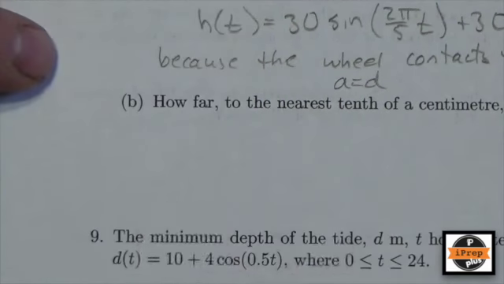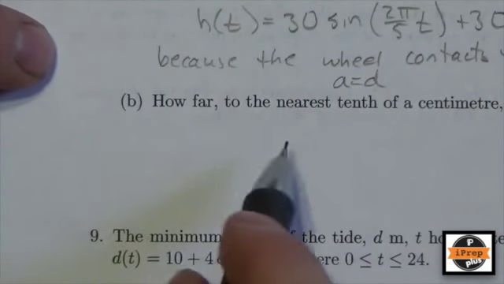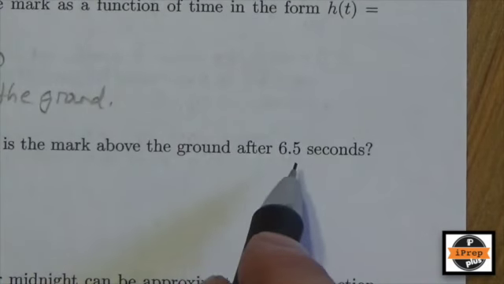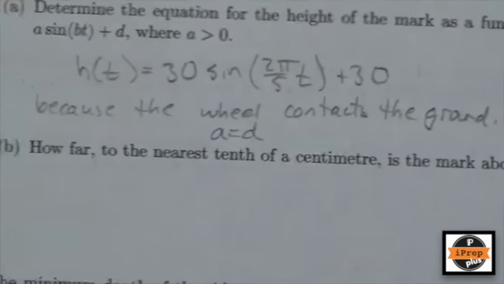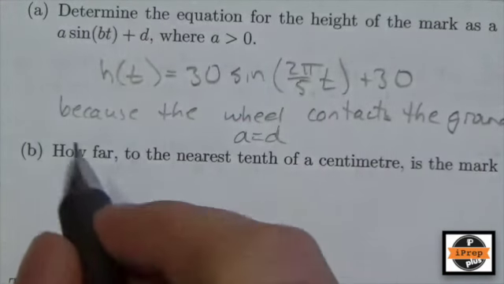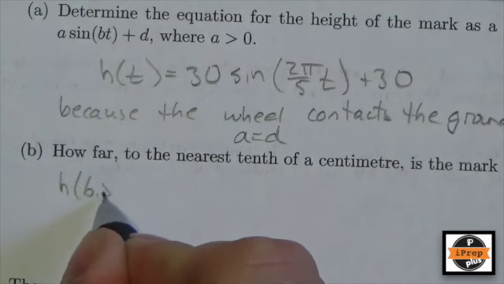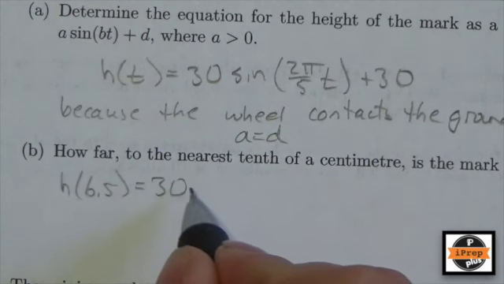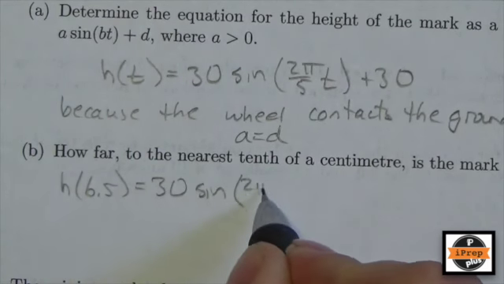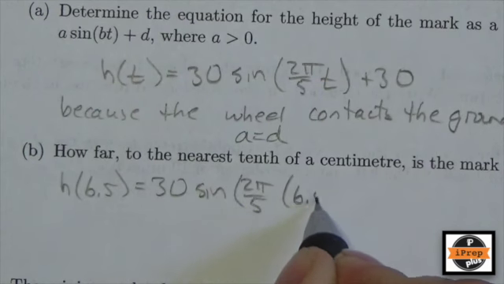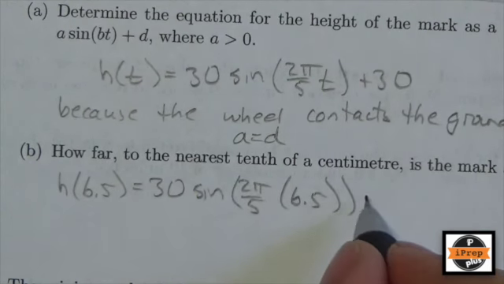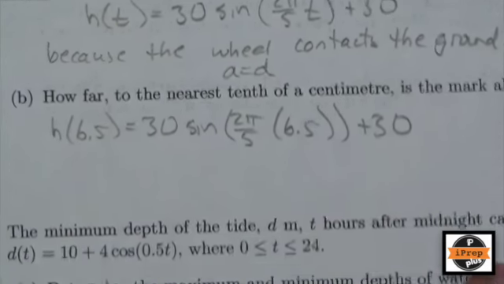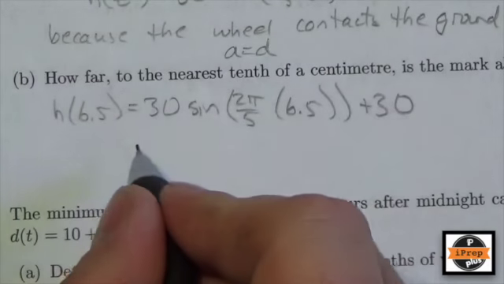Now let's just jump ahead and finish this whole question. Next one says, how far to the nearest tenth of a centimeter is the mark above the ground after 6.5 seconds? Well, I've got my function right here. Really all I'm asking you to do is to evaluate this at 6.5 seconds. So this becomes 30 times the sine of 2 pi over 5 times 6.5, plus 30. Now the trick is, remember, you have to be in radian mode when you enter that into your calculator, but it is just calculator work.